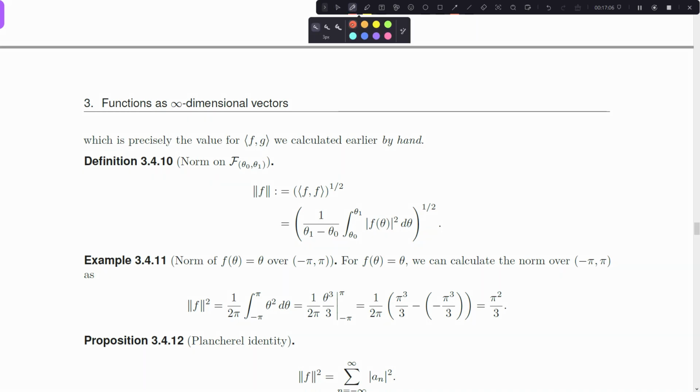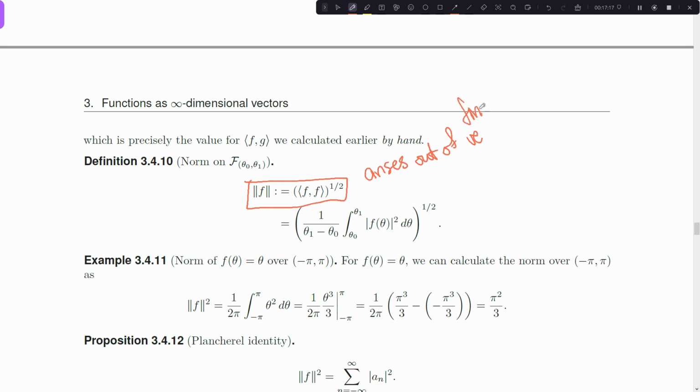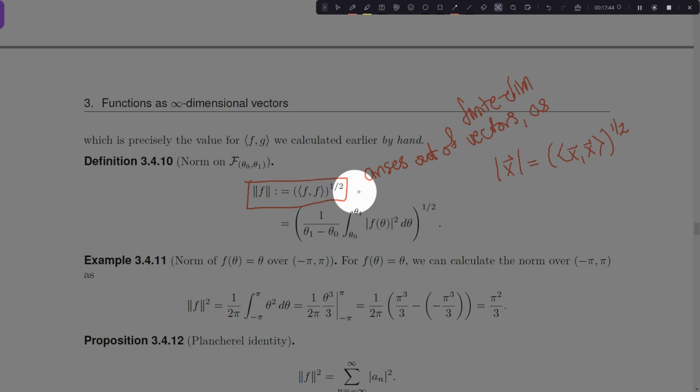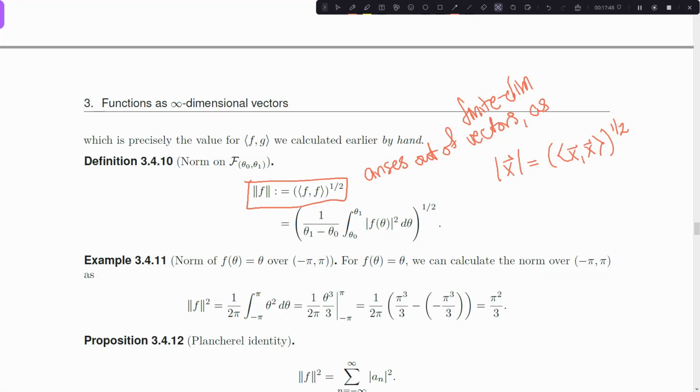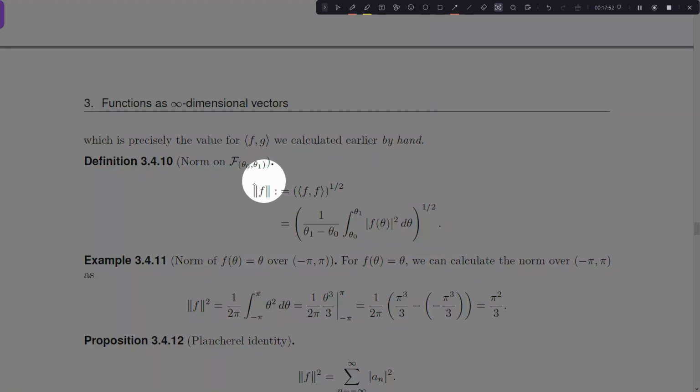So this norm arises out of finite dimensional vectors, as the magnitude of a vector was equal to the vector inner product with itself to the 1/2 power. That was true for finite dimensional vectors, and we're going to define it to be true. Right, here's a definition. We're defining it to be true for infinite dimensional vectors. And in this case, we're defining the norm on my function to just be its magnitude squared and then integrated over some region to the 1/2 power.